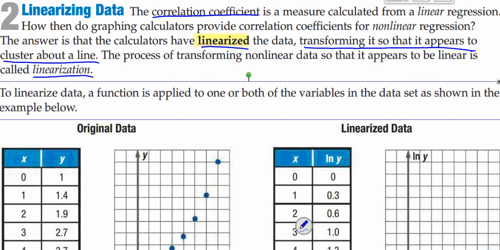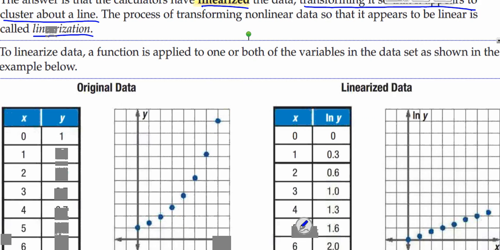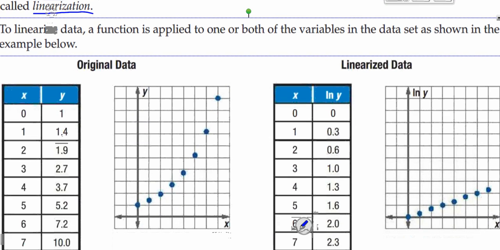Does anybody need to see this? Whatever I've underlined, that's what you should be writing as we go. And then I'd like you to be able to see this. So I don't think you necessarily have to write these graphs, but maybe you just want that the original data kind of looks like this, and then when you linearize this data, it looks like that. It looks more like it is in a straight line.